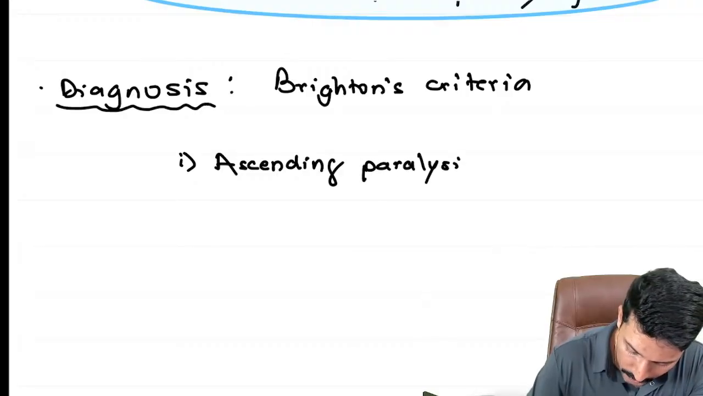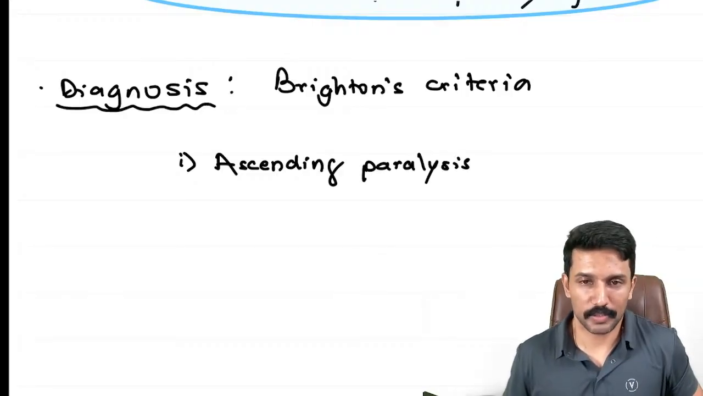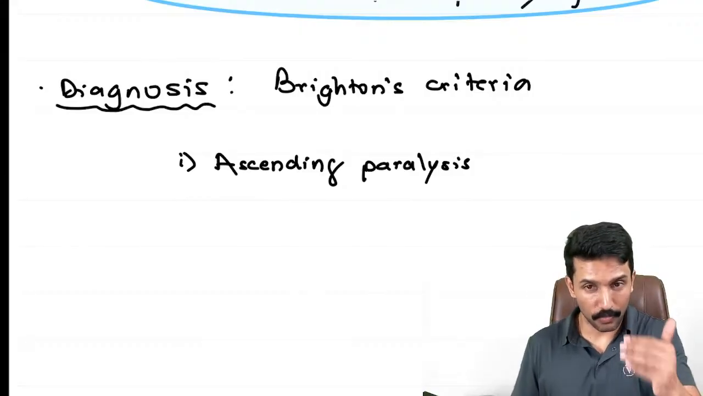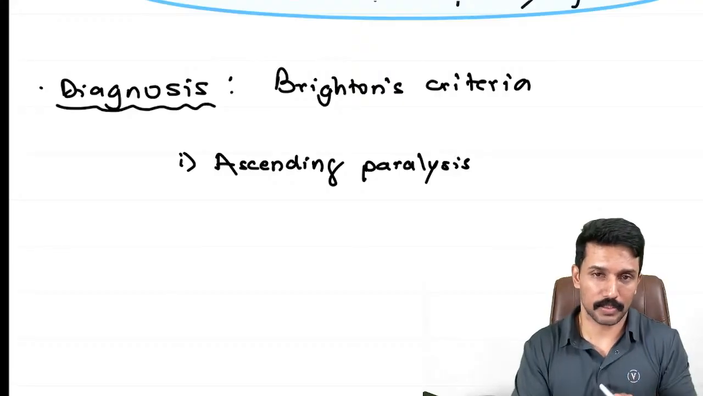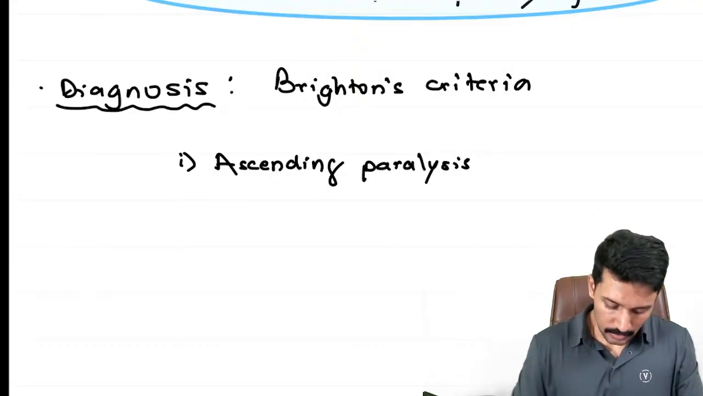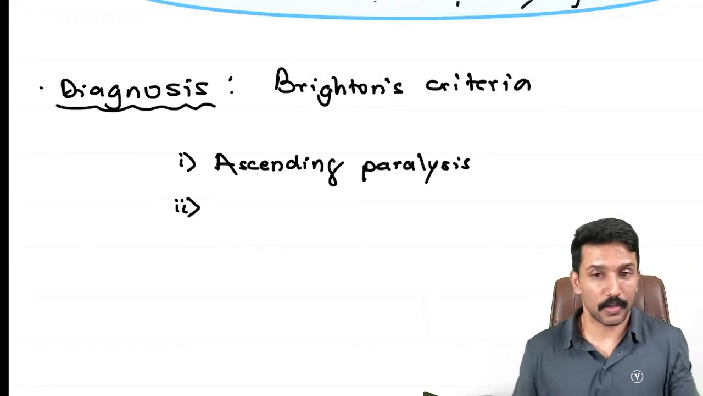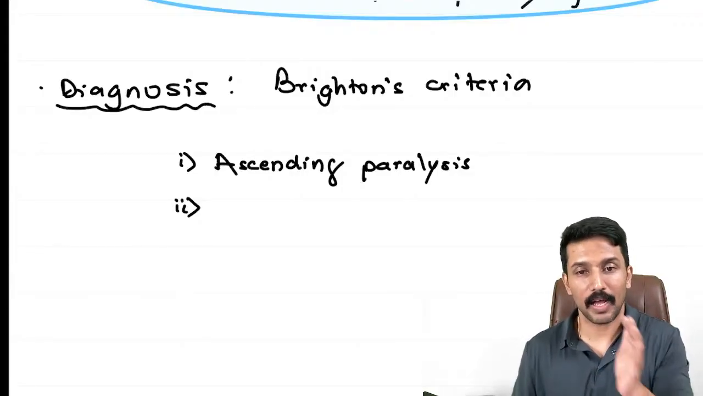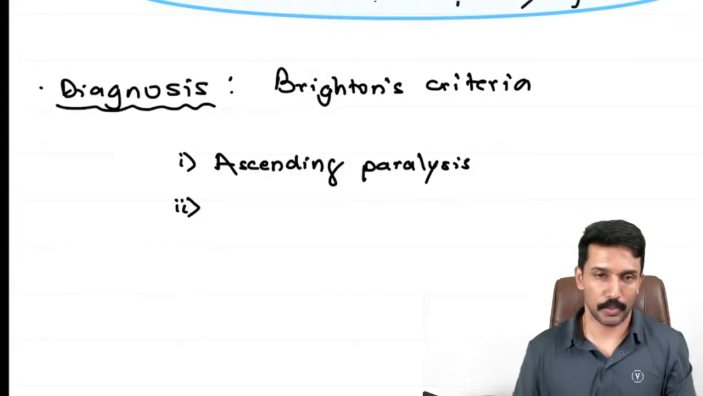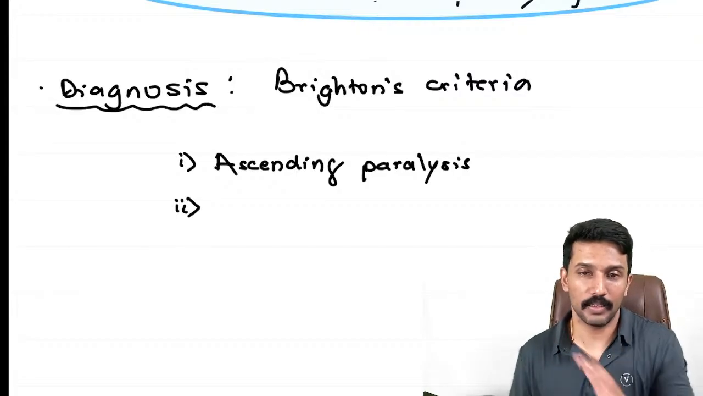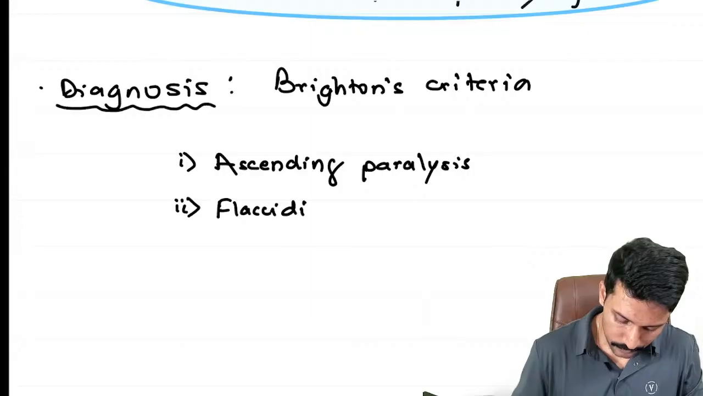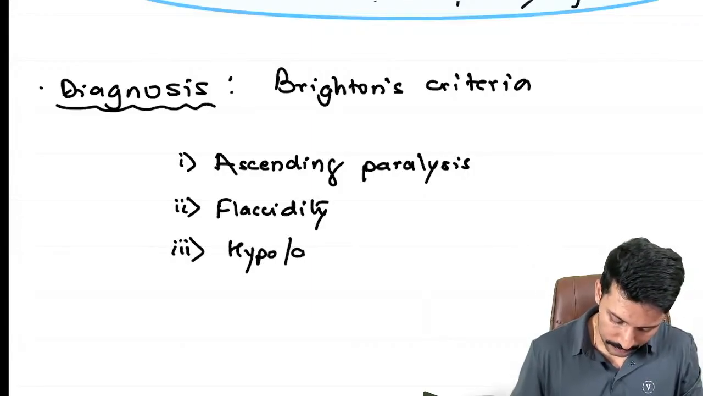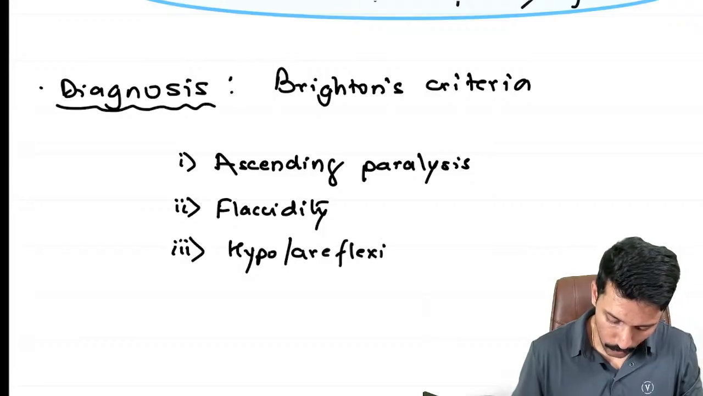Because remember, GBS is an acute polyneuropathy, and in polyneuropathies, the longest neurons get affected first. Longest are going to the distal body parts. That's why distal gets affected first. So you'll have ascending paralysis, and the progression should last for less than 4 weeks. If it lasts for more than 4 weeks, it is suggestive of CIDP, chronic inflammatory demyelinating polyneuropathy. Then there should be flaccidity or hypotonia, and hypo or areflexia. So these are the 3 clinical parameters.